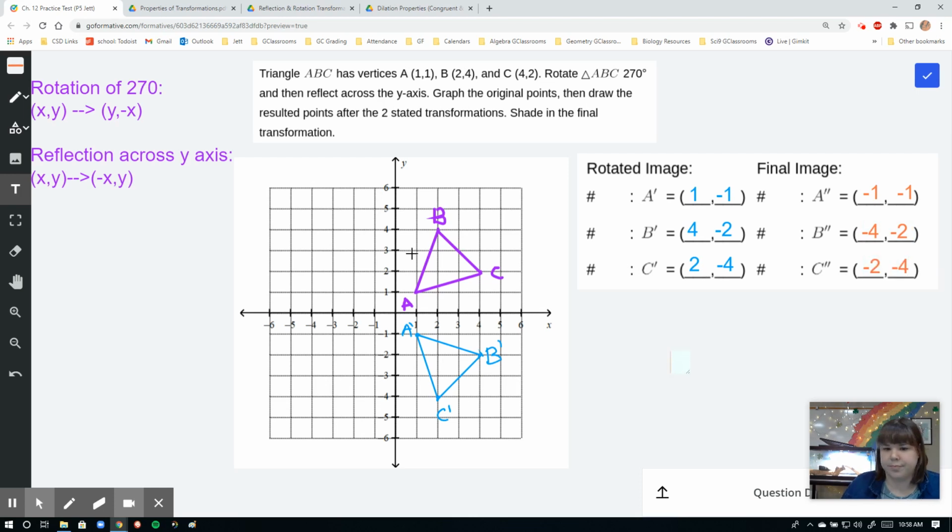Okay, so let's plot those points. We need to go to (-1, -1). So there's our first point. And then I might as well just label it as we go. So that's A double prime. And then B double prime is (-4, -2). B double prime. And then C double prime is at (-2, -4). So it's going to be down here. C double prime. Connect the dots, make our triangle.